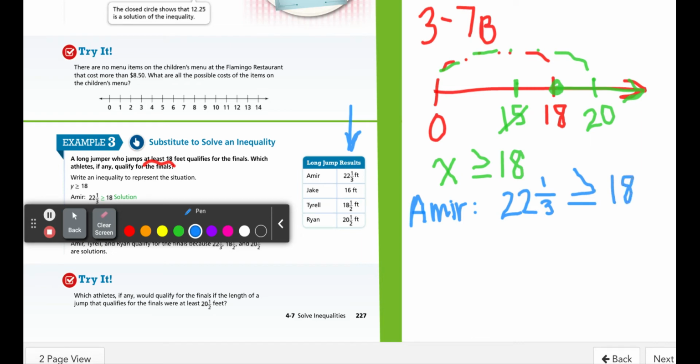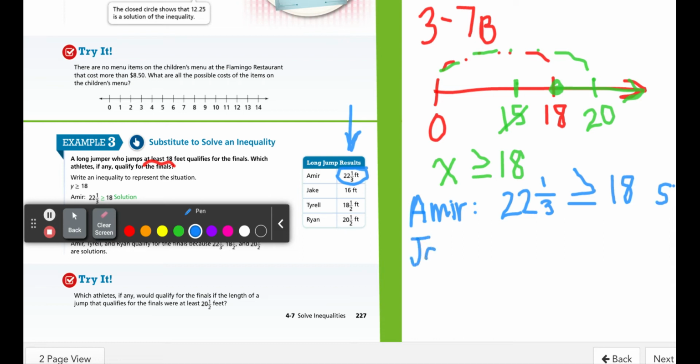Notice how I plugged that value in for how far Amir jumped into the inequality, and now I'm looking to see, is it true or is it false? Is it a solution or is it not a solution? It's a solution. We could put an S there for solution. Now let's look at Jake.